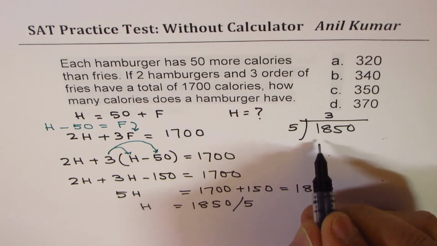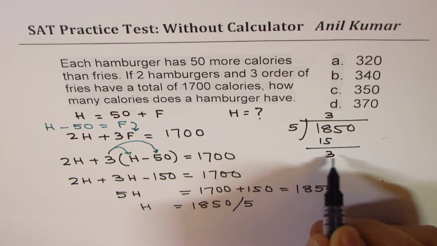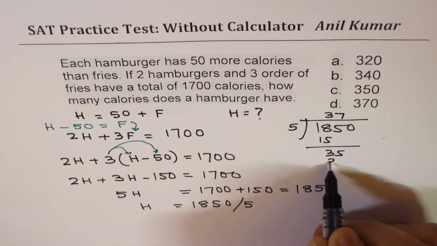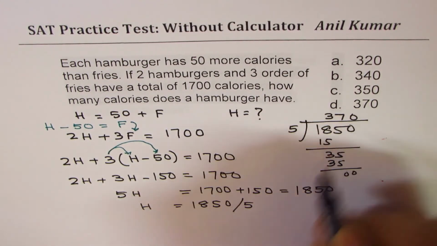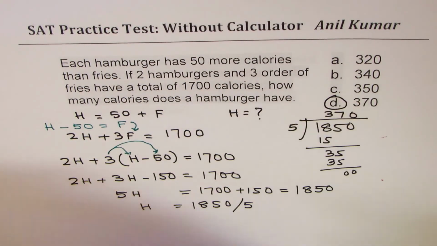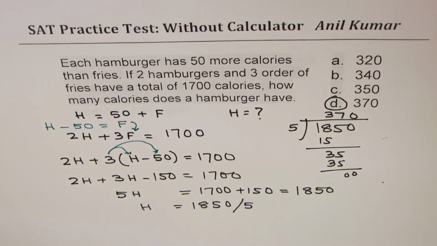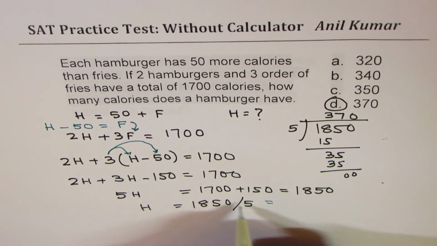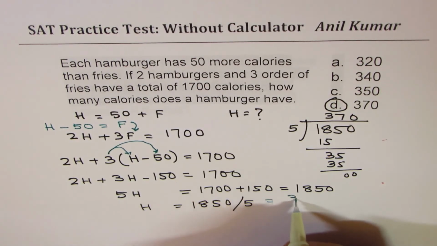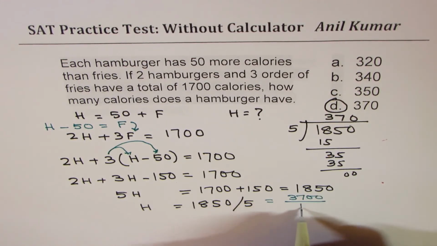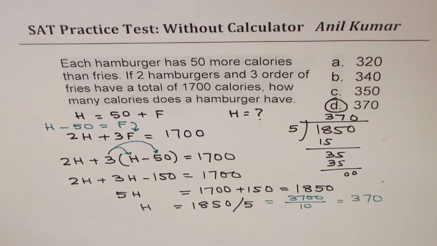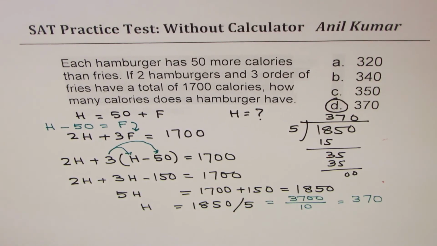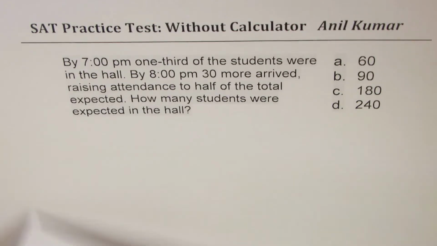5 times 3 is 15, 35, which is 7. And then bring down 0. So we get 0, 0. 370 is now your answer. Do you see that? So that is how you could do it. The alternate way is here, multiply both by 2, right? So you get 3700 over 10, which gives you 370. So any method. Division by 5 is also 2 over 10. Perfect.